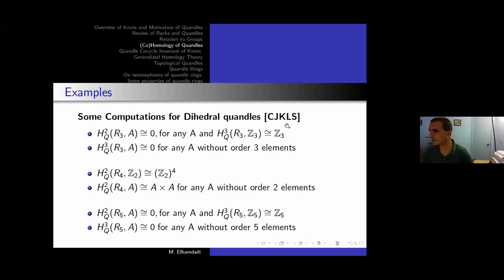Okay, you have the third homology of the dihedral quandle with coefficients in Z3 is Z3. We'll come back to it later. It's going to appear in Mochizuki's cocycle, and Józef Przytycki with his students did some generalization of that. H2 is computed this way.